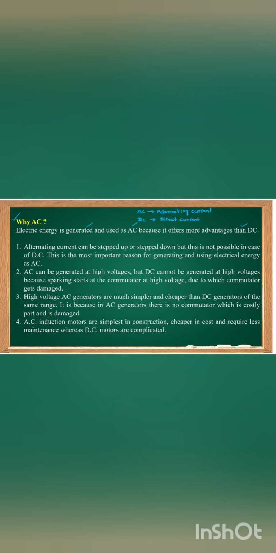Then what are the advantages? One of the advantages of AC: alternating current can be stepped up or stepped down, but this is not possible in case of DC. We know that by using transformers, AC we can step up or step down, but we don't have DC transformers. Mainly transformers means we are taking the AC transformers. We can step up and step down the voltage.